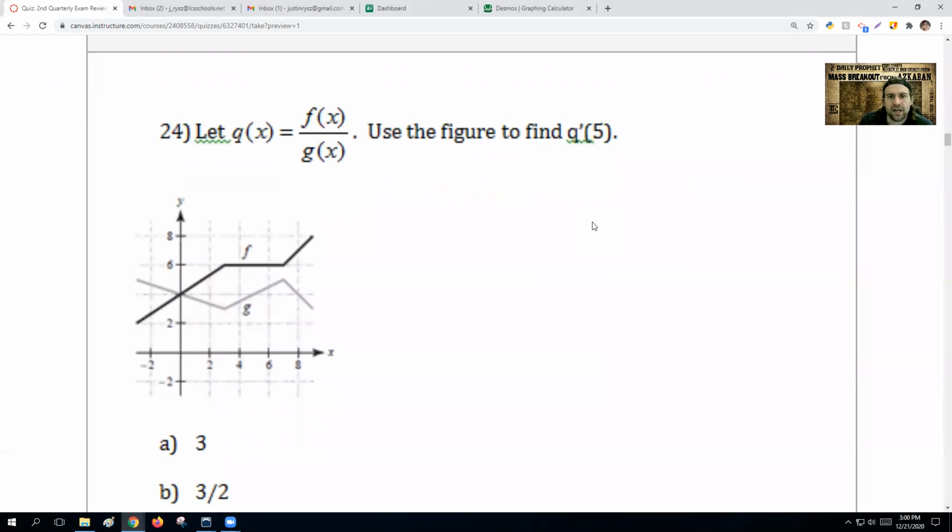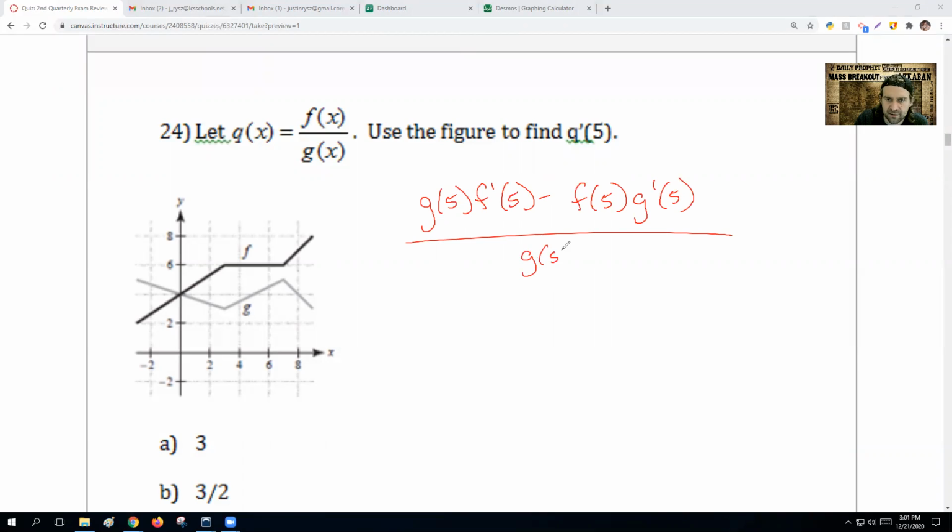All right, next, q of x equals f of x divided by g of x, find q prime of 5. So we got to do low d high minus high d low. So we got low, g of 5, d high, f prime of 5, minus high, f of 5, d low, g prime of 5, all over low low, so whatever g of 5 is squared.